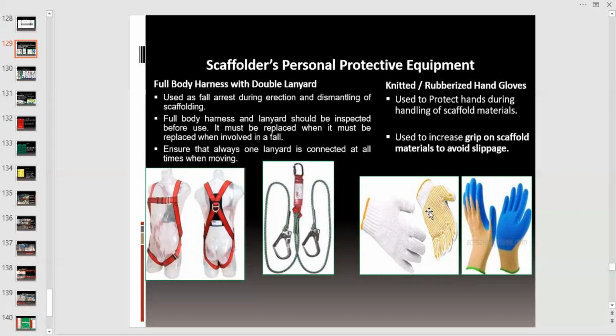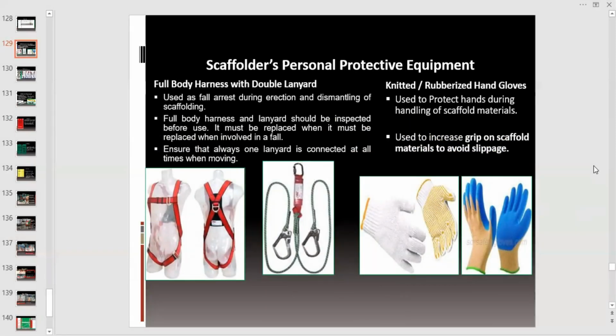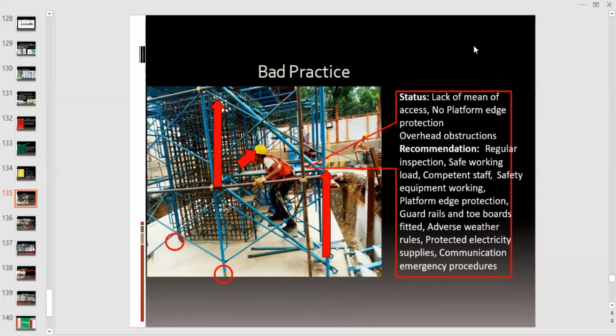This is also personal protective equipment for scaffolders. Knitted rubberized hand gloves are used to protect hands during handling of scaffolding materials, and to increase grip on scaffold materials to avoid slippage. So these types of gloves, PFAS, personal fall arrest system, full body harness with double lanyard is mandatory and must be worn during erection and dismantling by all the scaffolders, including the scaffolding in charge, supervisor or foreman.